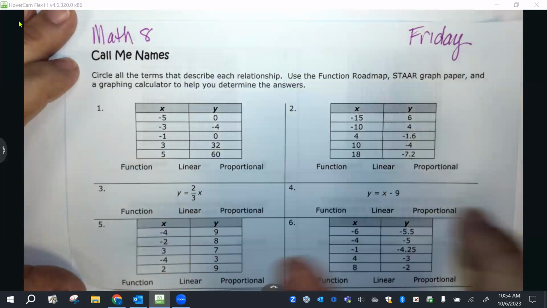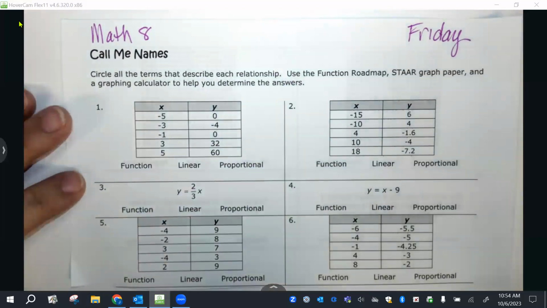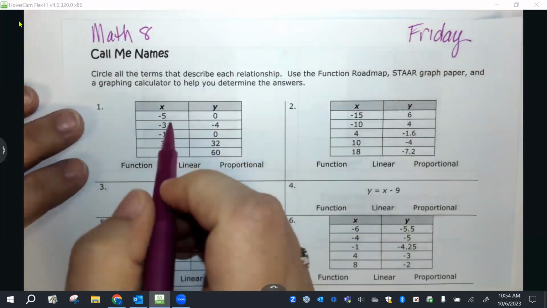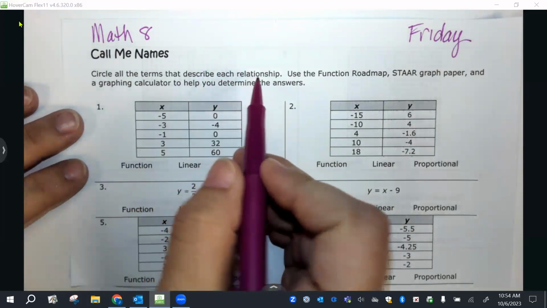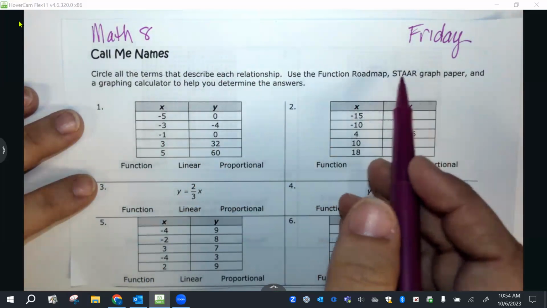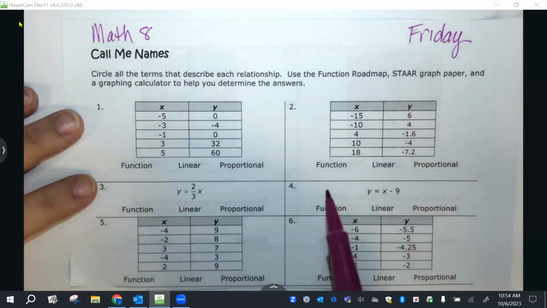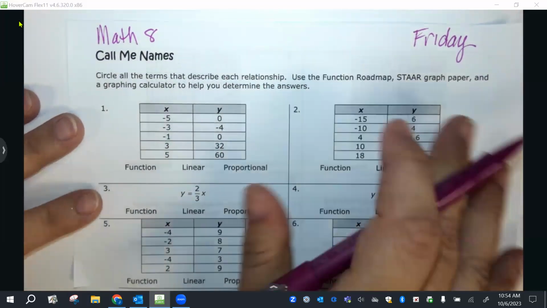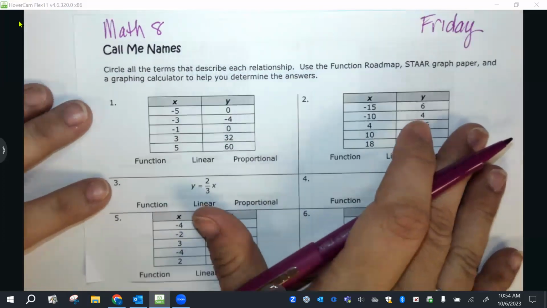All right, I'm going to only do 2 or 3 with you. So let's start by looking at number 1. It says circle all terms that describe each relationship. Use the function roadmap, the star graph paper, and calculator to help you determine the answers. So all of those should be available if you need them.